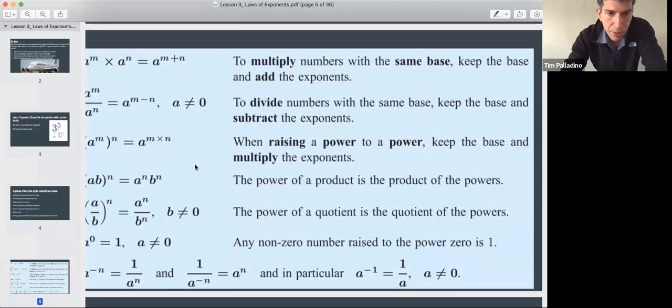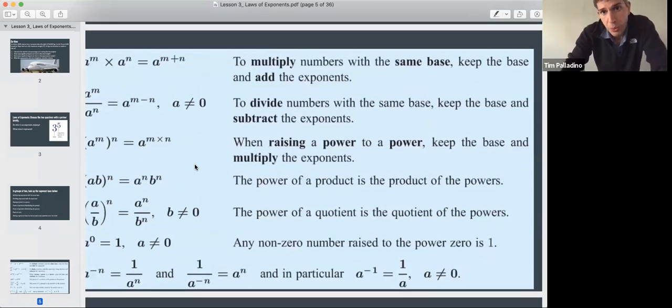If you look at this slide, this is just a lot of rules. What I would rather spend today's class doing is solving some problems. Let's make a to the m times a to the n a more concrete set of examples by doing some problems together. I'm just going to discuss one rule using that formula.